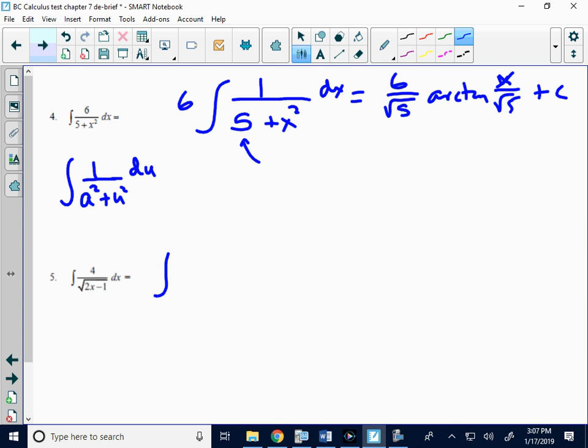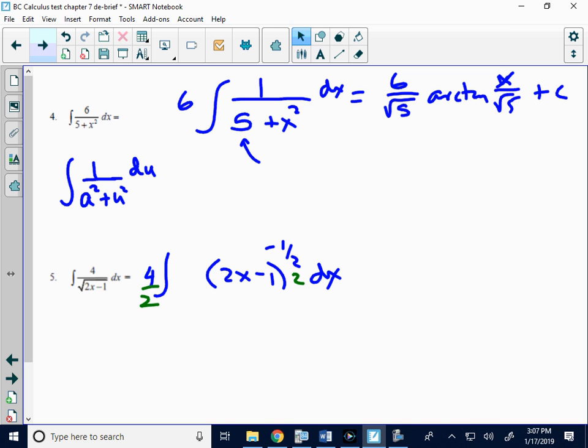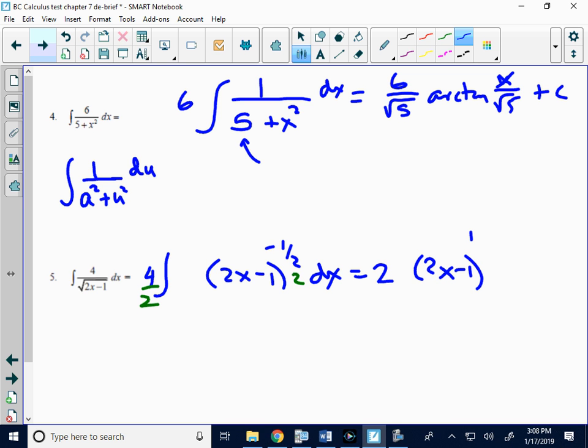This one's a whole lot easier, I think. We've got 2x minus 1 to the minus 1/2. We can pull the 4 out. We have to put in a 2 and compensate, right? So final answer, it looks like we have 2x minus 1. Got to raise the power up by 1, divide by the new power. Dividing by 1/2 is multiplying by 2. So 4, 2x minus 1 to the 1/2 plus c.